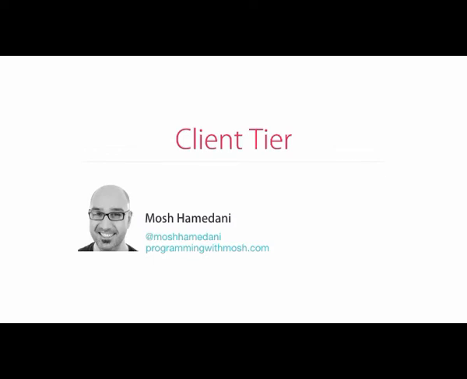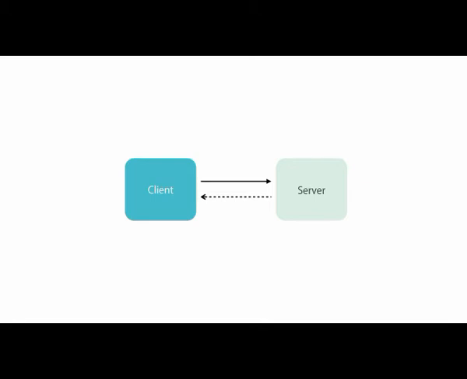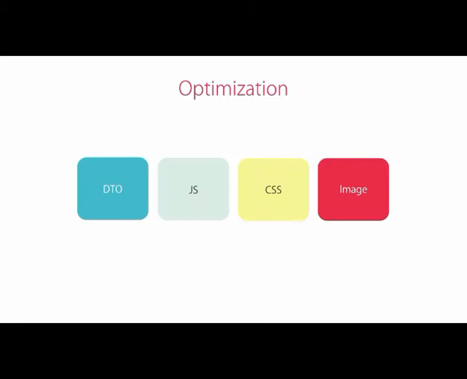Okay, we got to the optimizations for the client tier. The optimizations we apply in this tier are based on 2 simple principles. We have the client and the server. Since these machines are located in different geographical areas, we should reduce the number of requests from the client to the server and also the size of the response. So we can apply this principle in various areas.